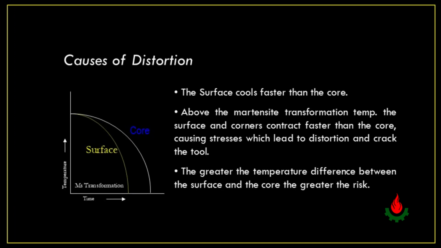Causes of distortion. The surface cools faster than the core, above the martensite transformation temperature. The surface and corners contract faster than the core, causing stresses which lead to distortion and crack the tool. The greater the temperature difference between the surface and the core, the greater the risk.